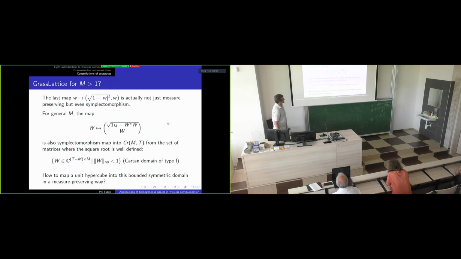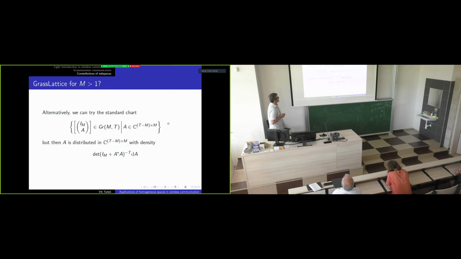This last map can actually be generalized. It's even simpler, a morphism, so it's not just measure preserving, it preserves the symplectic forms which are there. But here, instead of the unit disk, we are looking at this ball in the operator norm of matrices, which is the Cartan symmetric domain of type 1. So the question is, how do we map a hypercube into that? We don't know. So that's one open question here.